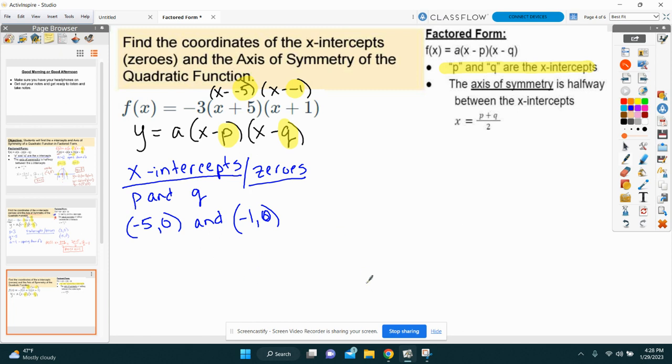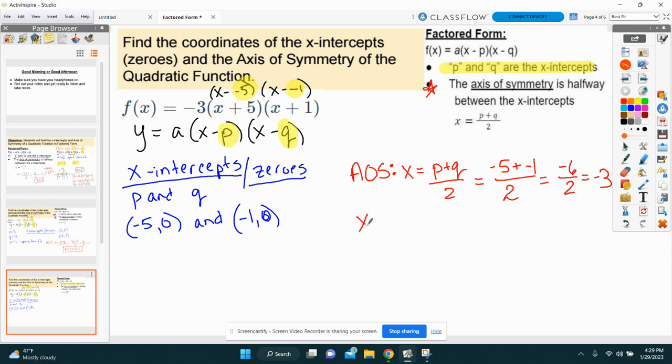I can actually graph it by hand pretty fast without using Desmos. And then we're going to find the axis of symmetry. I call that the AOS, axis of symmetry, by using the formula. You take the two intercepts, divide them by 2. So it's going to be P, which we said was negative 5, plus Q, which we said was negative 1, and we're going to divide them all by 2. We're going to cut them in half. This gives me negative 6 divided by 2, and negative 6 divided by 2 is negative 3. So the axis of symmetry is x equals negative 3.